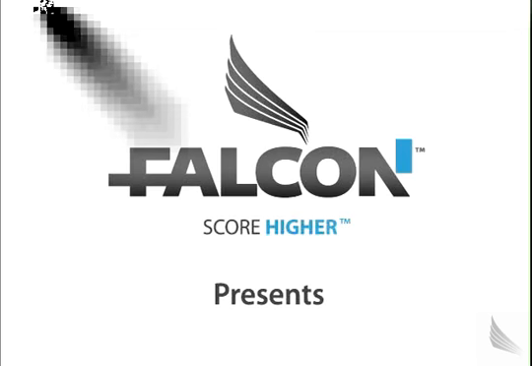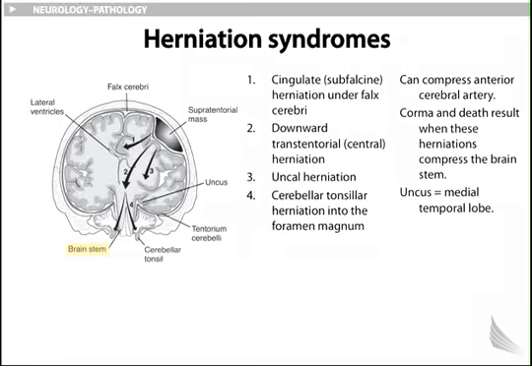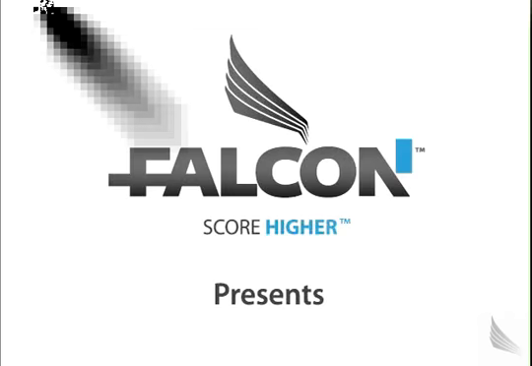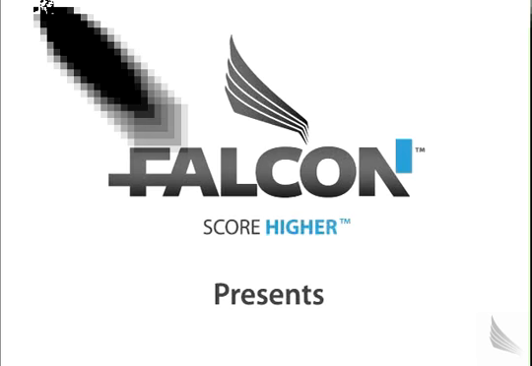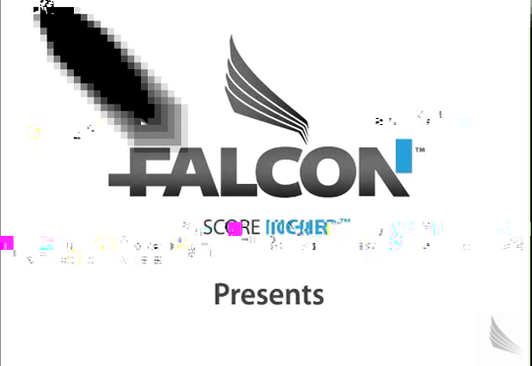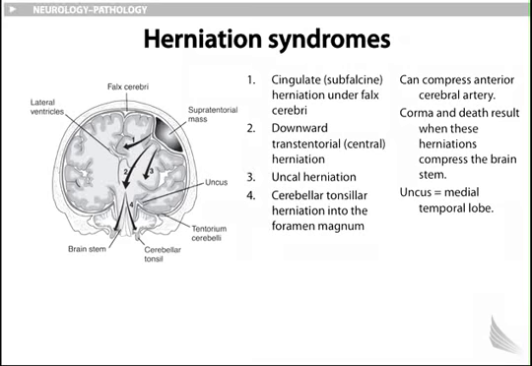Downward transtentorial or central herniation is an extremely dangerous process which can cause coma and death when the brainstem is compressed. Uncal herniation is when the uncus of the temporal lobe is pushed under the tentorium and then compresses the midbrain. Cerebellar tonsillar herniation is when the tonsils of the cerebellum pass through the foramen magnum.